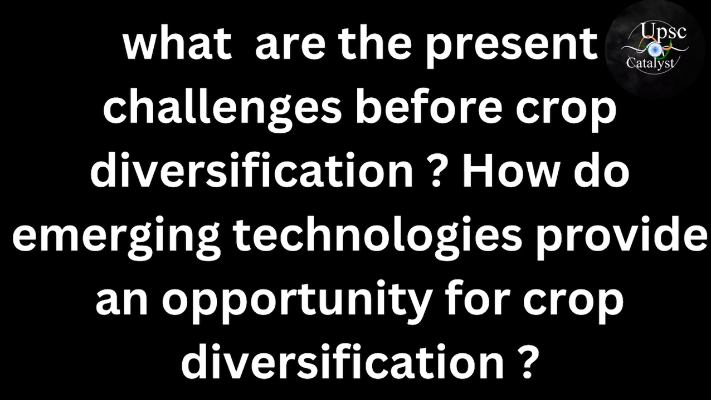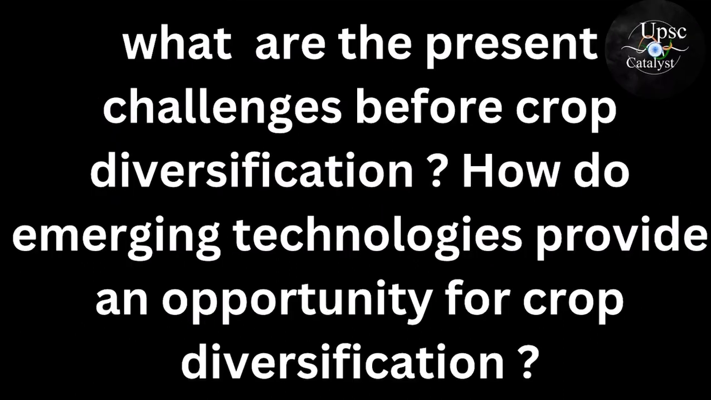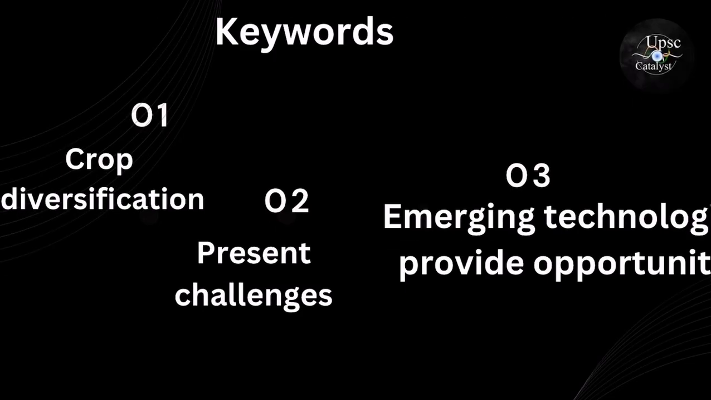So there are three parts in this question. We can break this into: what is crop diversification, second point is present challenges, and third is emerging technologies providing opportunity for crop diversification. These are the 3 points which are covered in this question. So first we discuss these points one by one.